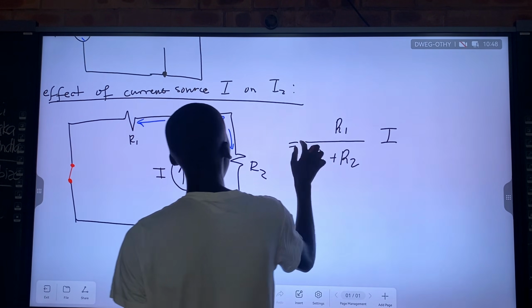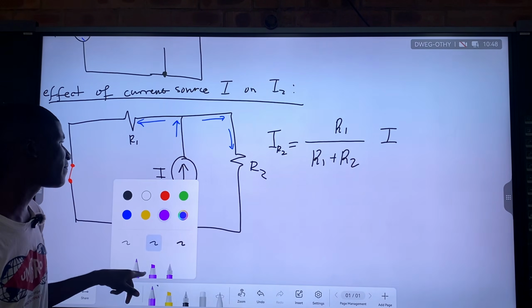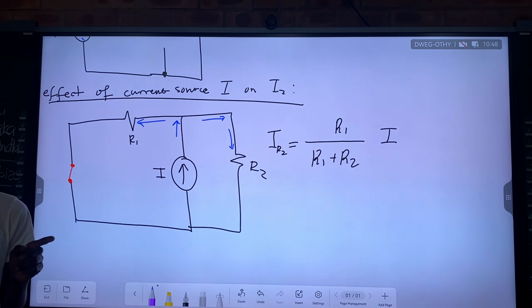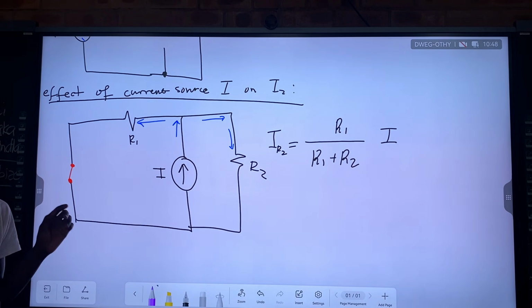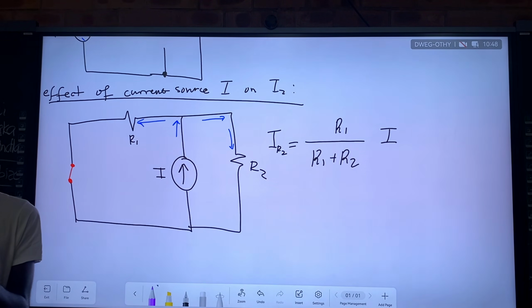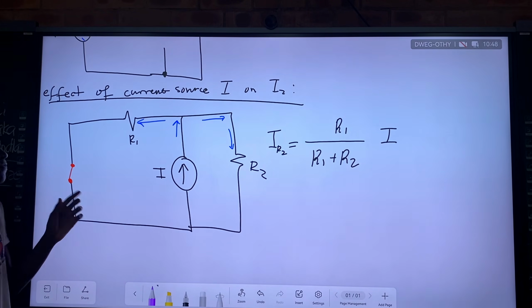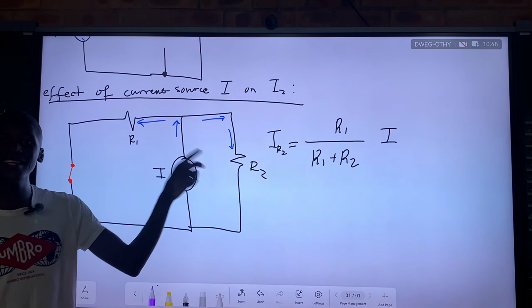So for us to find the current through R2, remember the current divider, we need to consider the what? The resistance. Yes. So remember that more current goes to the smaller resistor. So the more current goes to what? To a resistor with a smaller resistance. Do you hear that? So at this point it will depend on which resistor has got the smallest resistance.